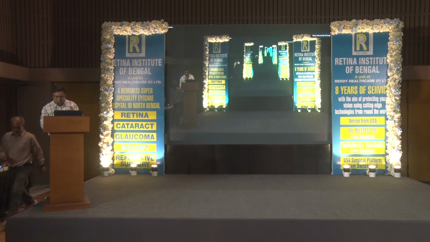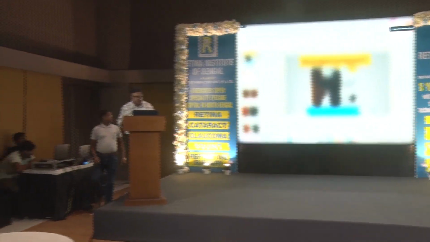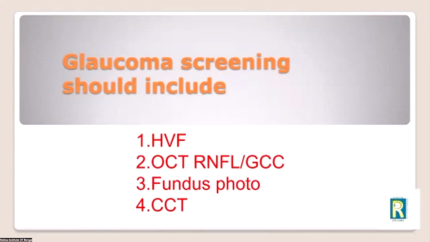We'll be continuing with the next presentation on glaucoma. That is the use of Spectralis in diagnosing glaucoma. While we're doing glaucoma screening, these are the basic things that we do. One is HVF, Humphrey visual field, then OCT, RNFL, GCC, fundus photo, and lastly CCT.